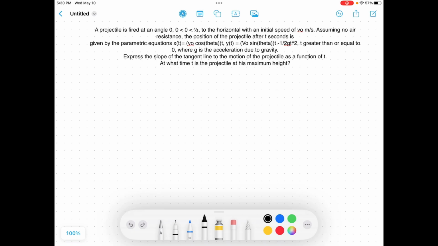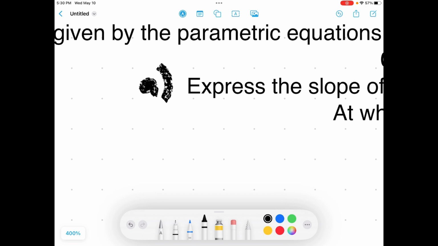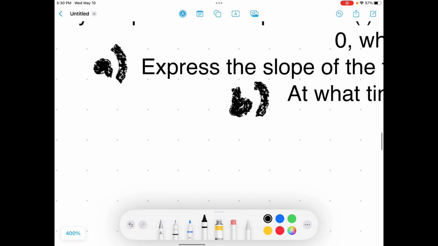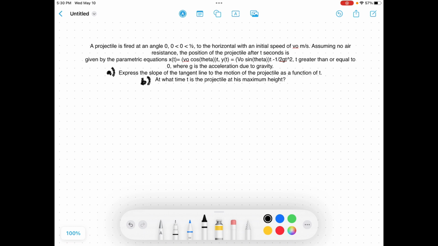In order to solve this problem, let's first put these two into parts. So let's call this part A and let's call this part B. So we're given two parametric equations, x of t and y of t. So part A asks, express the slope of the tangent line to the motion of the projectile as a function of t.